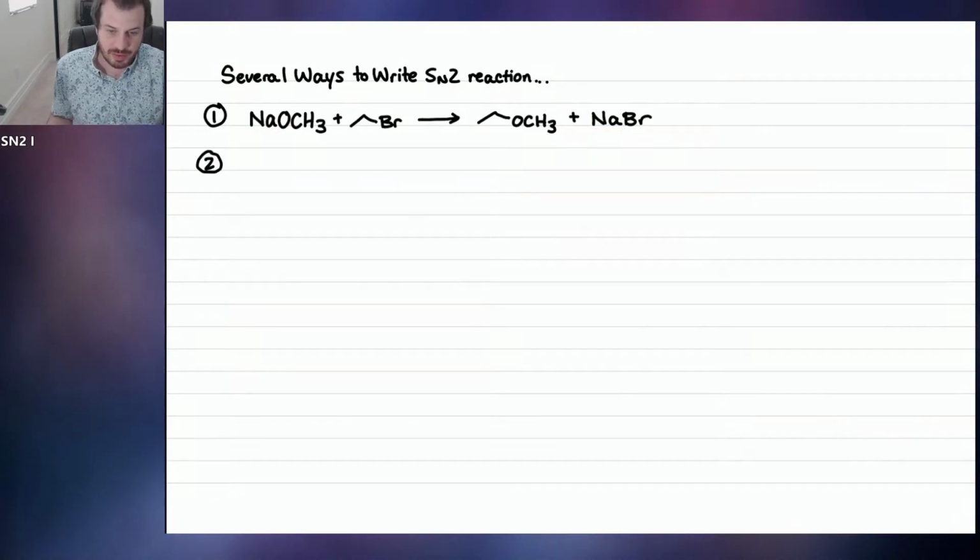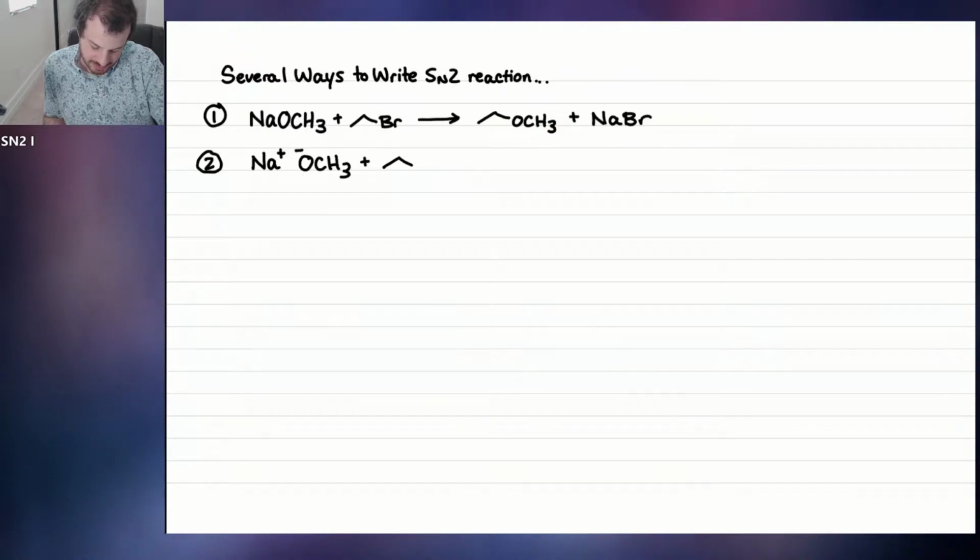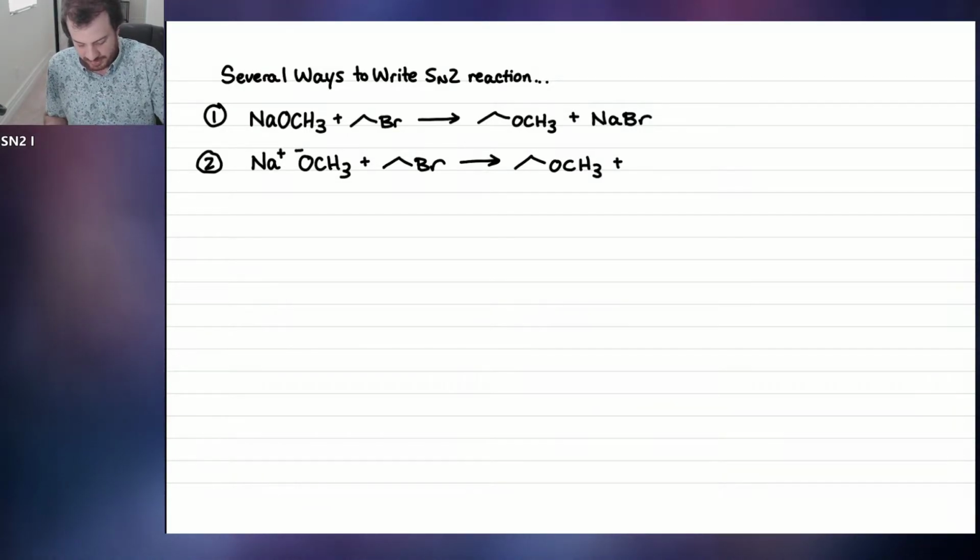Let's see another way to represent this reaction. I could split the ionic compounds up into the ions. So I could have the Na+, the OCH3-, plus ethyl bromide produces this ether plus Na+ Br-. So this is identical to the top case. I'm just drawing in the charges for the ionic compounds, if any.